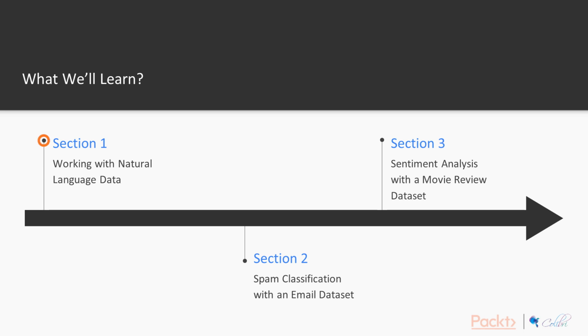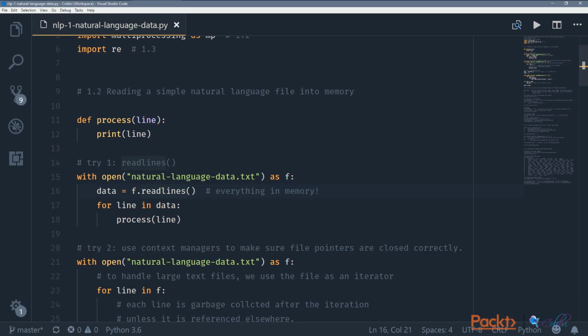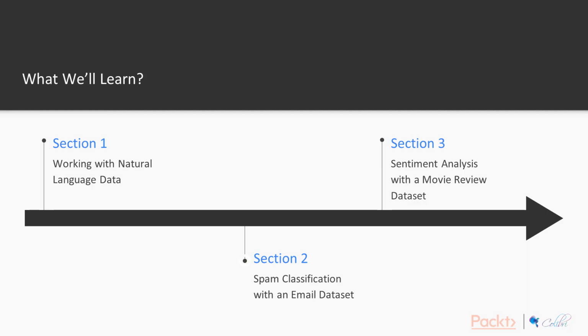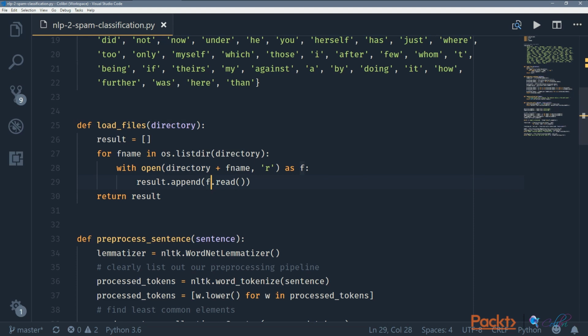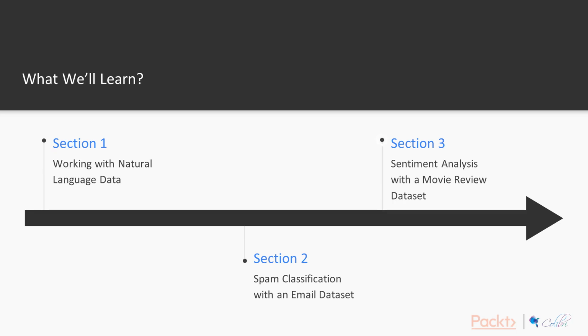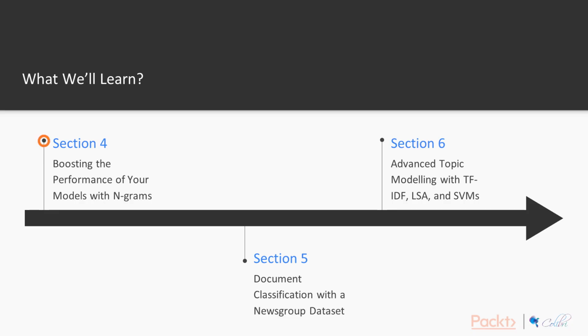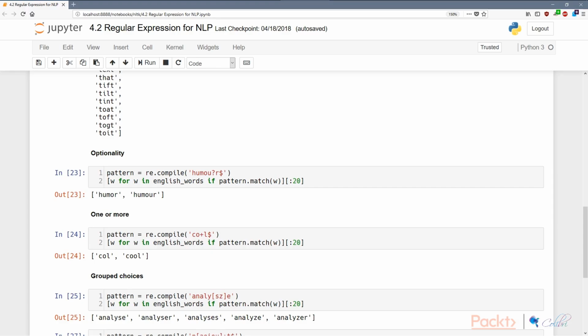We'll learn how we can tackle natural language data by first talking about the intricacies of what natural language data is. We then create a spam classification system with an email dataset. In the second project, we create a sentiment analysis pipeline with a movie review dataset, and then we try to boost the performance of that pipeline with NLP specific techniques like Ngram.